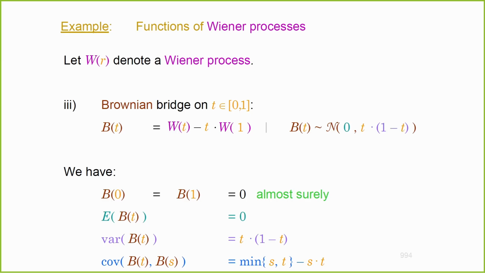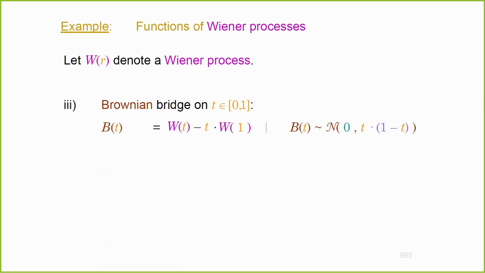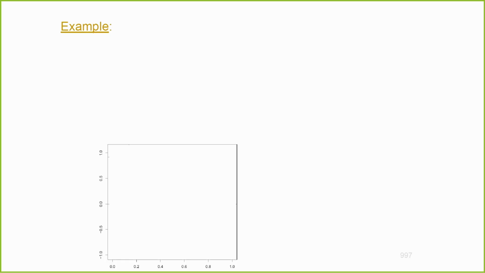So this is how the distribution of the process will change. Since it goes back to where it was coming from, its variance is going to be less than that of a standard Wiener process, where the variance would simply be t. Okay, this is how it looks.